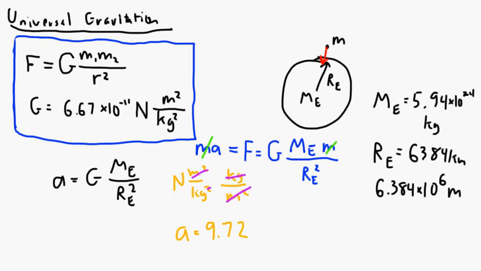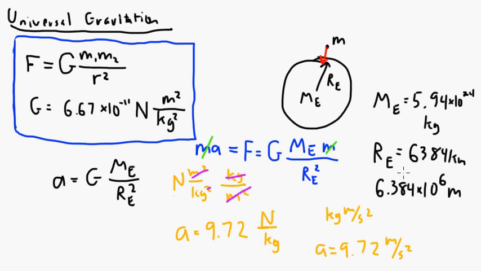And that's actually kind of interesting. So I'm going to say newtons per kilogram. But what is a newton per kilogram? Well, a newton, you'll recall, is a kilogram meter per second squared, right? So actually, the kilograms cancel. So really what this is, is 9.72 meters per second squared, which you'll notice is pretty close to little g.